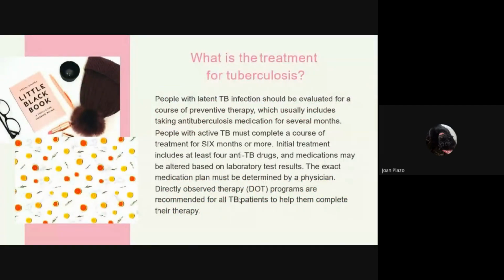What is treatment for tuberculosis? People with latent TB infection should be evaluated for a course of preventive therapy, which usually includes taking anti-tuberculosis medication for several months. People with active TB must complete a course of treatment for 6 months or more. Initial treatment includes at least 4 anti-TB drugs, and medication may be altered based on laboratory test results. The exact medication plan must be determined by a physician. Directly observed therapy or DOT programs are recommended for all TB patients to help them complete their therapy.